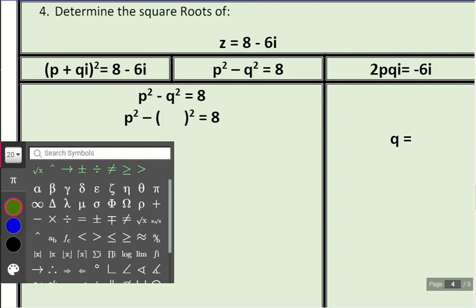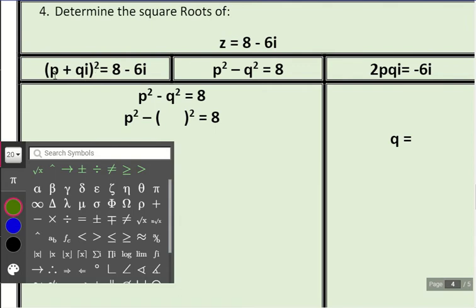Determine the square roots of z equals 8 minus 6i. So the first thing we do is say 8 minus 6i equals (p plus qi) squared.